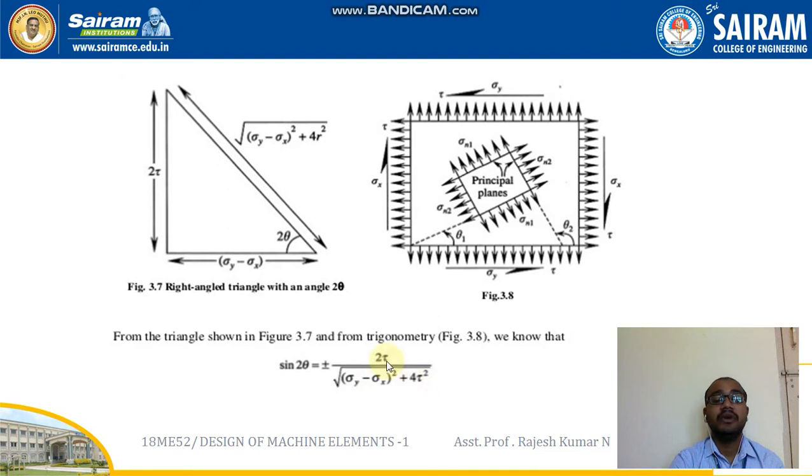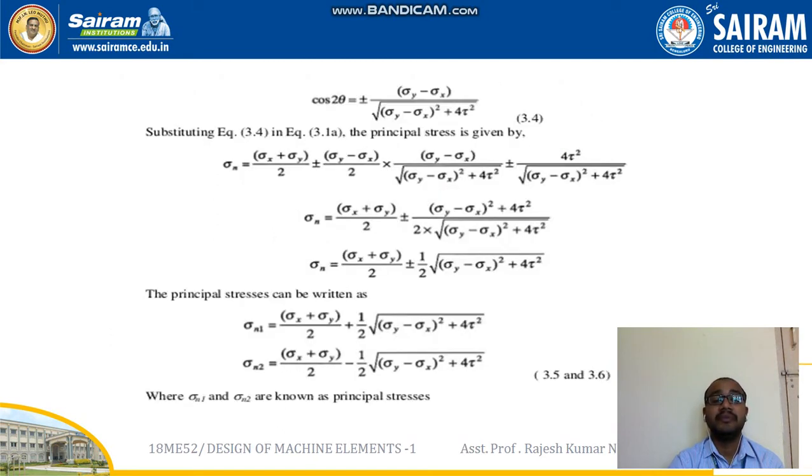This form I have written using sine, which is nothing but opposite by hypotenuse. Here you can see the load has been distributed equally in all four planes, but since it is 2D, only at two planes is the maximum stress present. Those maximum planes we call the major principal planes. And in terms of cos, which is adjacent by hypotenuse, I will write it as (sigma y minus sigma x) divided by the square root of (sigma y minus sigma x) whole square plus 4 tau square.